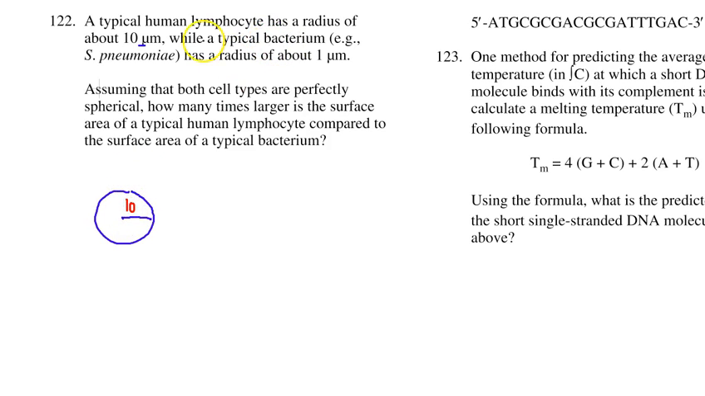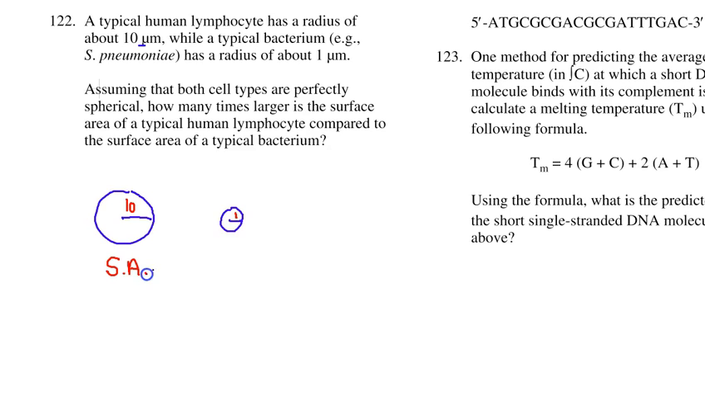While a tick of bacterium has a radius equal to 1. So that'll be a much smaller radius, and that'll be 1. Okay, so what we're going to do now is figure out, assuming that both cells are perfectly spherical, how many more times is the surface area of a typical human lymphocyte compared to the bacterium? This is going to be bigger, but how much?